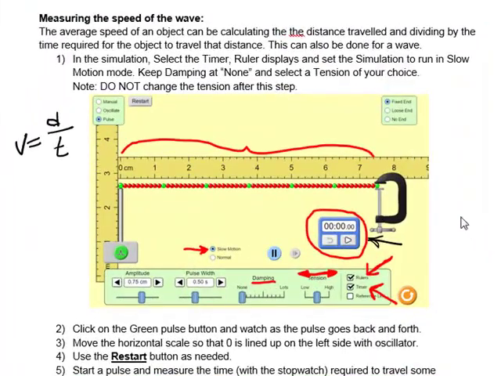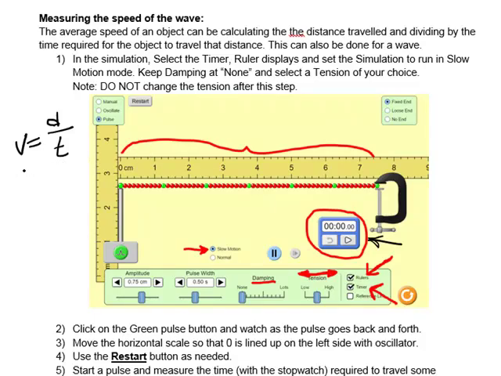Hey physicists, the steps for measuring the speed of the wave, for calculating the wavelength and frequency of standing waves, and showing that on the simulation are given in the write-up for the simulation. This will just give you a little introduction from the video end.